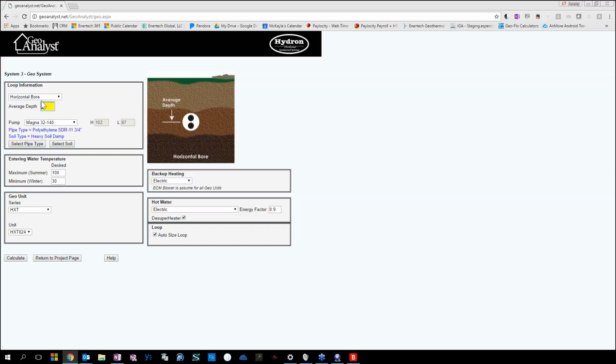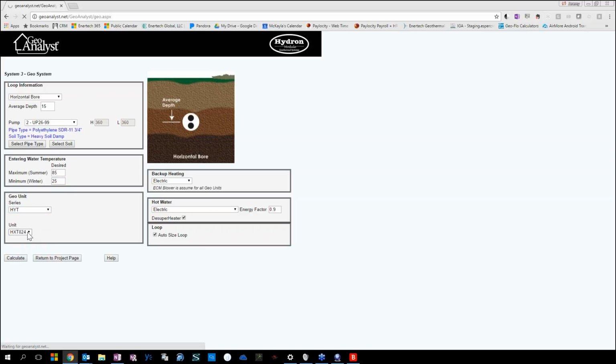Horizontal bore, my depth is 15 feet. My pumps are 2 UP20 699s. My pipe is SDR11, that's 3/4 inch. My soil is heavy damp soil. Max temp 85, minimum temp 25.